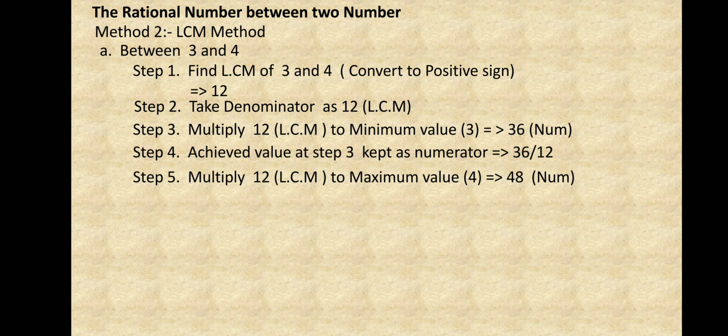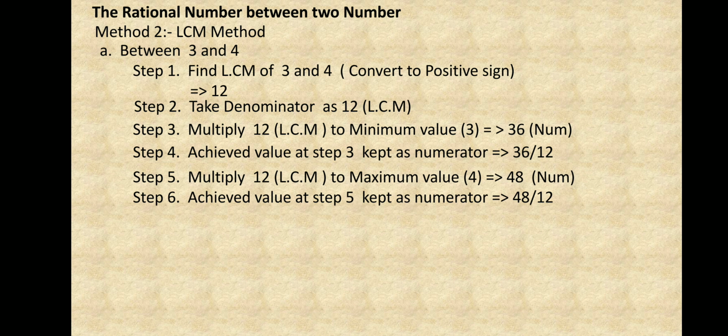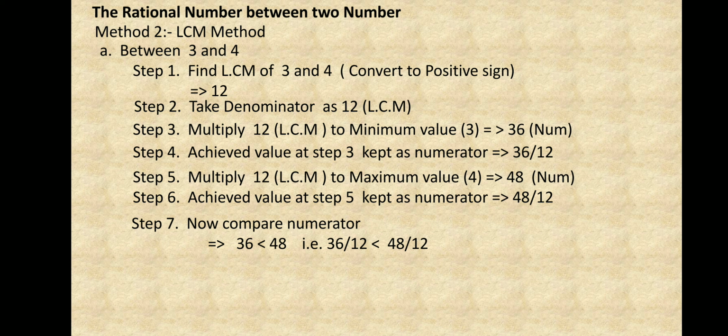And step 5 is to multiply this 12, which was the LCM, by the maximum value over here, which is 4. So what do you get? You get 48, which is the numerator again. And the value achieved at step 5 is kept as the numerator. So what's your other number? It is 48 by 12. And now when you compare these two numerators, which is greater, 36 or 48? It is obviously 48, right? So now what is your answer? That 48 by 12 is greater than 36 by 12.